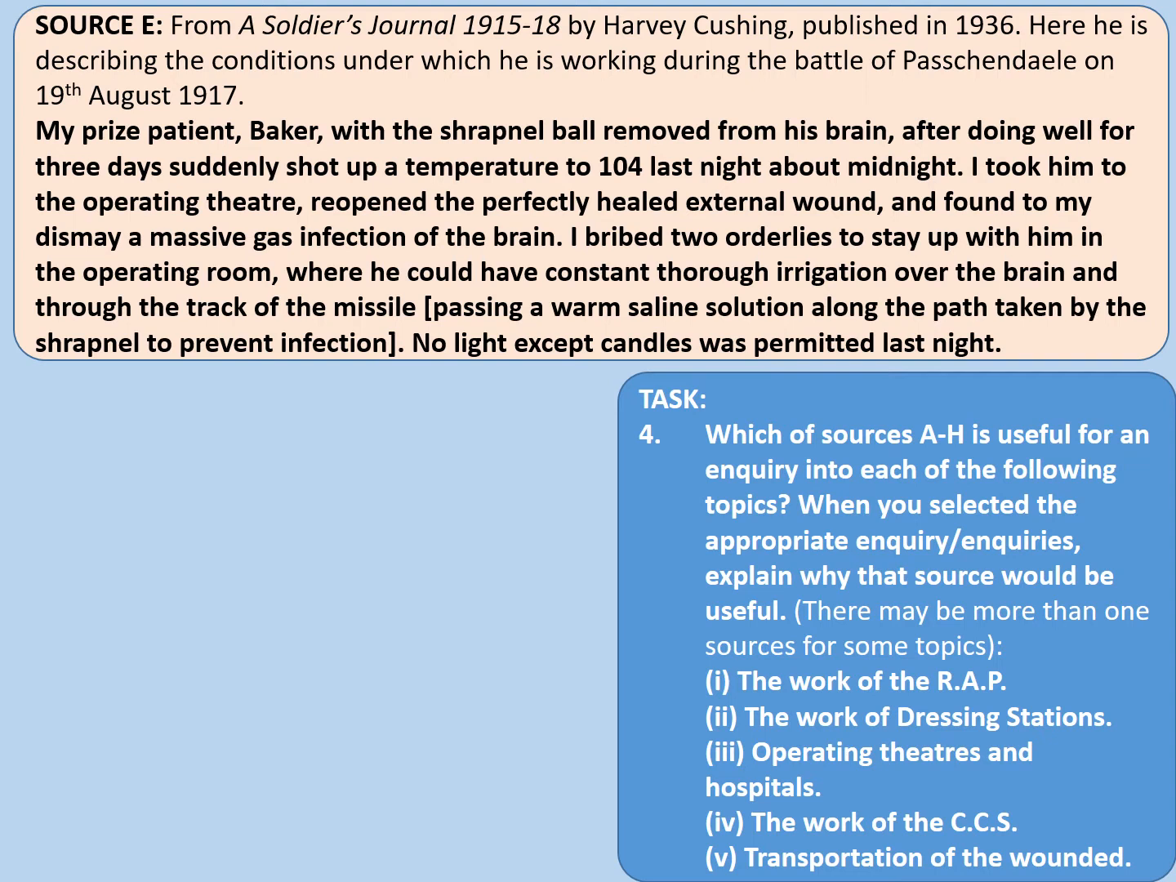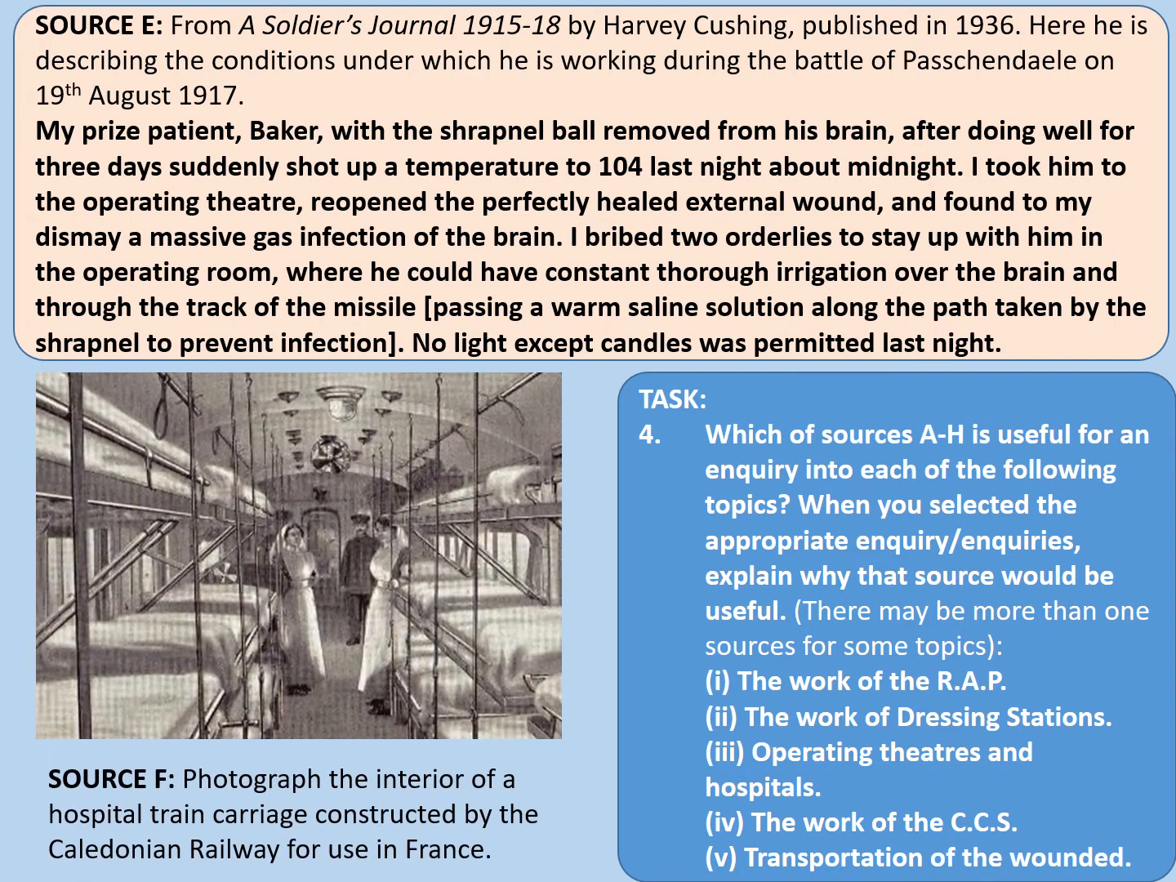Done? Alright, let's have a look at the next source. Source F. This is a photograph, which looks a lot like a painting, but I believe it's a photograph that's been retouched manually afterwards. So a photograph of the interior of a hospital train carriage constructed by the Caledonian Railway for use in France. Pause the video here, decide on the inquiry, and then when you're ready to look at the next source, press play.